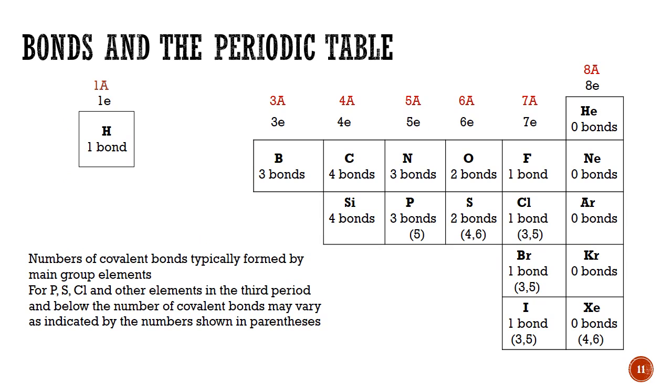All right, so this is a nice little chart that just tells you how many bonds each element can make. Again, group 1A, hydrogen, makes one bond. Boron can make 3 bonds. Carbon, silicon make 4 bonds. Nitrogen and phosphorus tend to make 3 bonds. Oxygen and sulfur tend to make 2 bonds. Fluorine, chlorine, bromine, iodine tend to make 1 bond. However, you can see some of the ones in parentheses. They can also make 3 or 5 bonds, and sulfur can make 4 or 6, and phosphorus can make 5. And then even xenon can make some bonds.